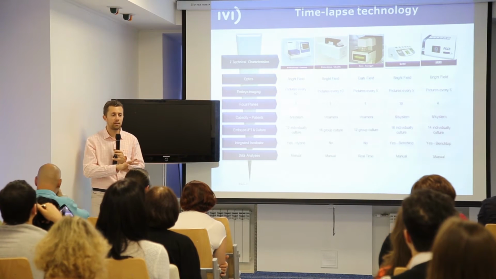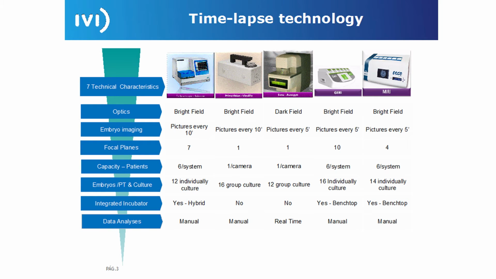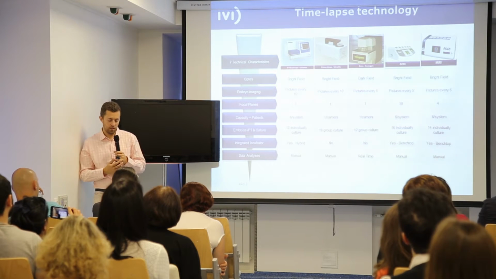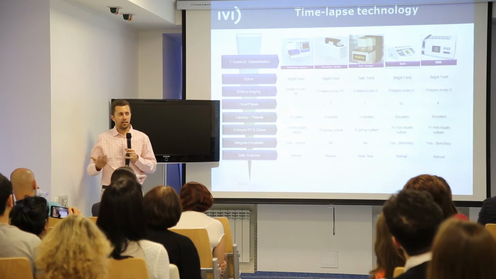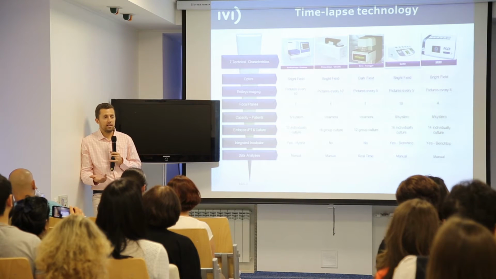The difference between the EVA and the PrimaVision is that the EVA is dark field, fully automatic. And the PrimaVision works like the EmbryoScope or the ESCO or the Gary. It's bright field and you can check morphology. Technically, that is the main difference. The other things are less important.